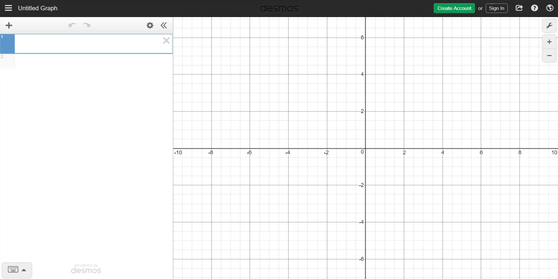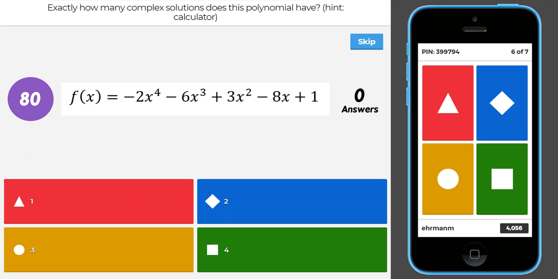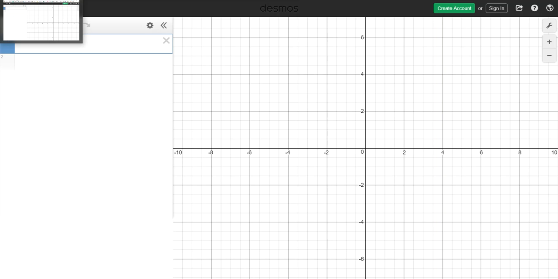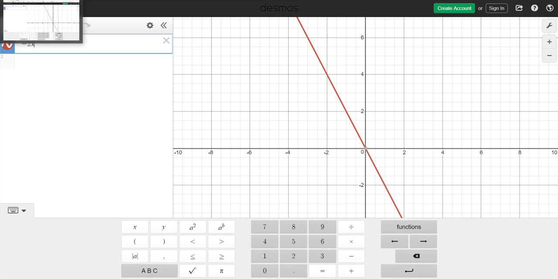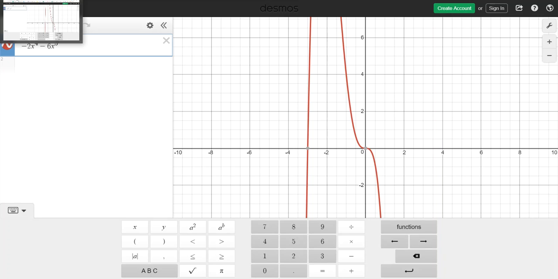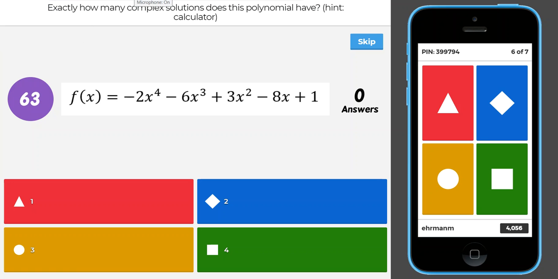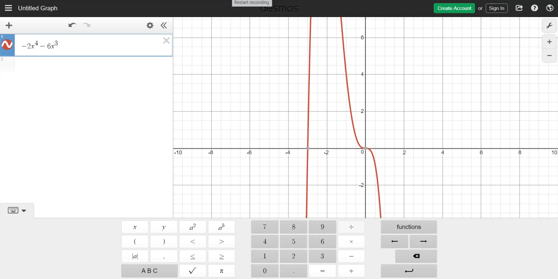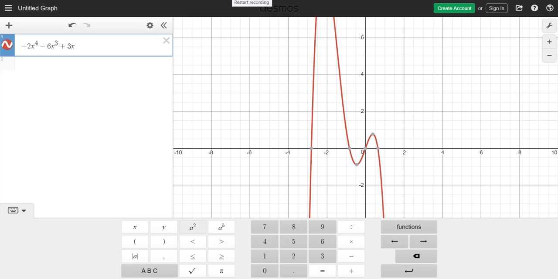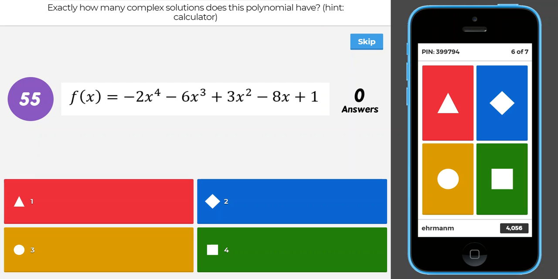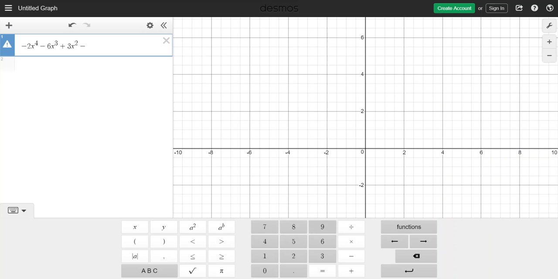So we are running a little bit out of time here. I don't know if I'll be able to make this in the 2-minute time. I should have had my website up and running. So I need to graph this equation, negative 2x to the 4th minus 6x cubed. So I'll start here. Negative 2x to the 4th minus 6x to the 3rd plus 3x squared minus 8x plus 1. I already forgot that, 8x plus 1.